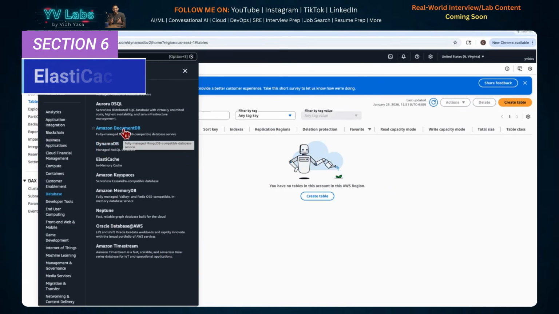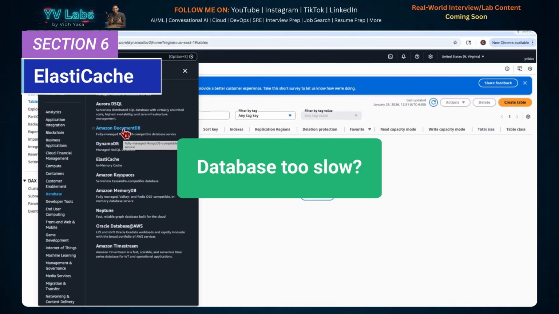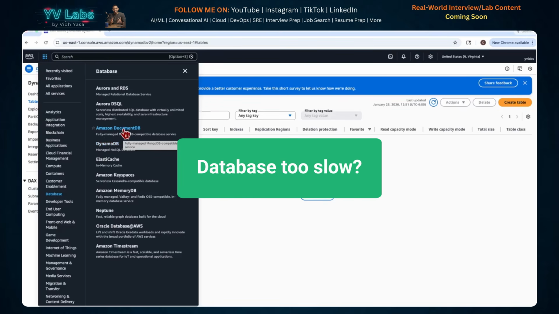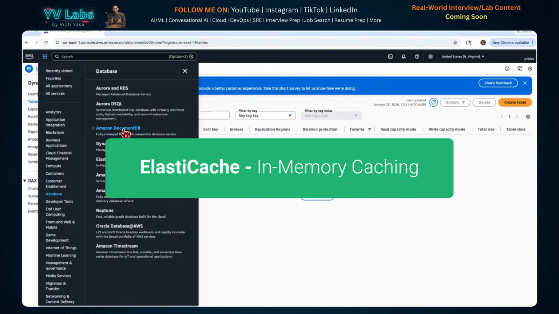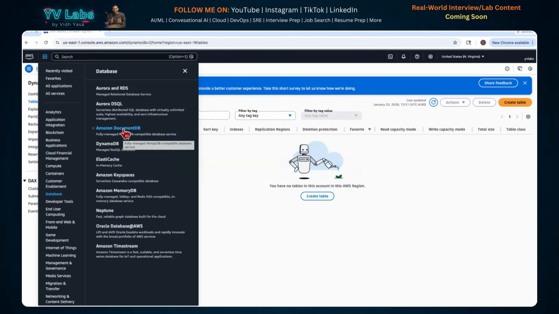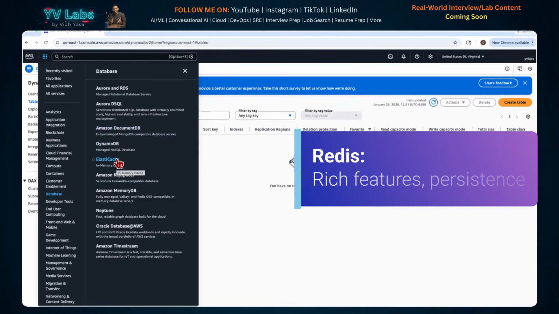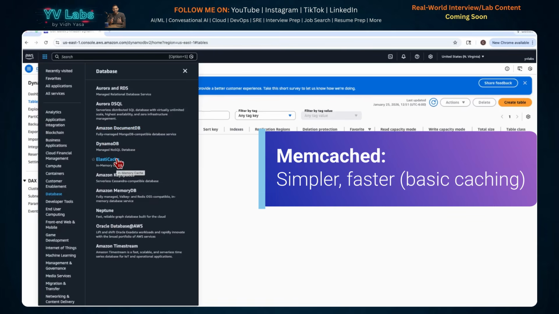Now, here's a common problem. Your database queries are too slow. Your application is waiting on the database and users are getting frustrated. ElastiCache is in-memory caching. It puts frequently accessed data in memory for sub-millisecond response times. And you see that right here. You basically got two options: Redis, which has rich features and persistence, or Memcached, which is simpler and faster for basic caching.